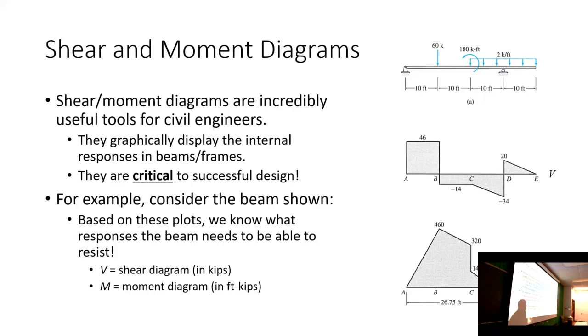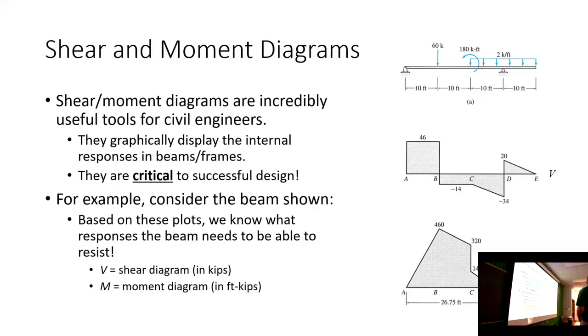Now, what is a shear and moment diagram? It is essentially a graphical representation of, in the case of moments, the change in moments, or in this instance, the change in vertical forces along a beam. So it's basically a graphical representation of that.